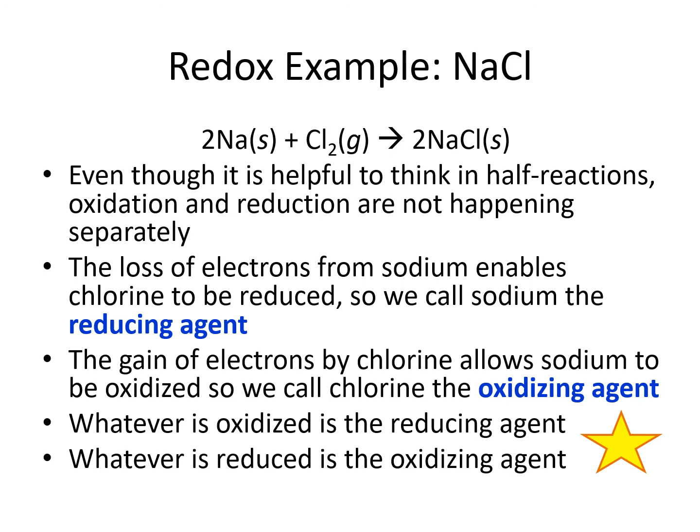Since the chlorine is taking electrons away from the sodium, that allows the sodium to be oxidized. So we can call chlorine the oxidizing agent. Chlorine is the substance that is causing the other substance in the reaction, the sodium, to be oxidized. A good rule of thumb is that whatever is oxidized is the reducing agent, and whatever is reduced is the oxidizing agent. We might say that chlorine is reduced or that it's the oxidizing agent, depending on whether we are talking about what is happening to the chlorine or what the chlorine is doing to something else.